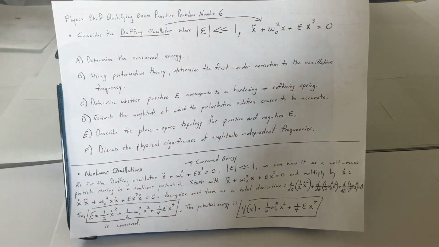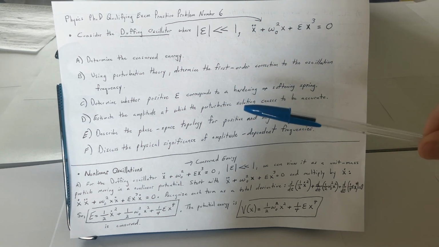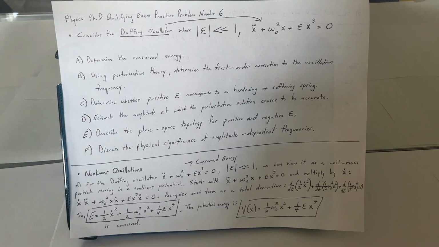Going back here for letter D, determine the amplitude at which the perturbative solution ceases to be accurate. So letter D.